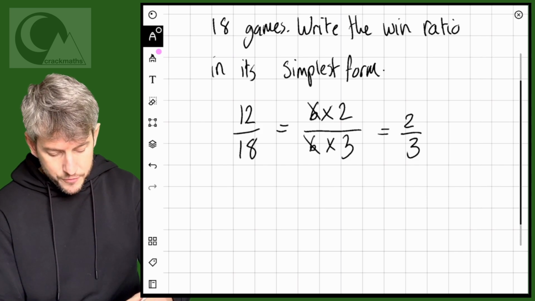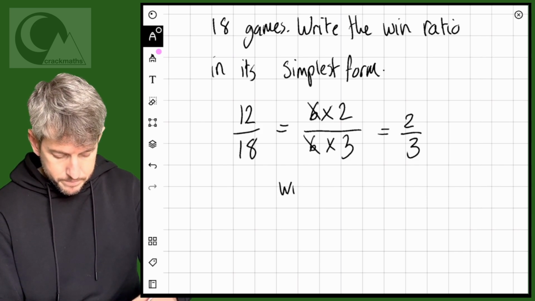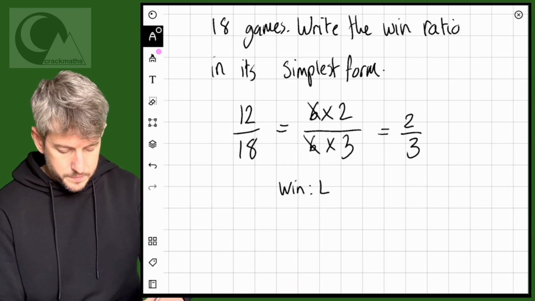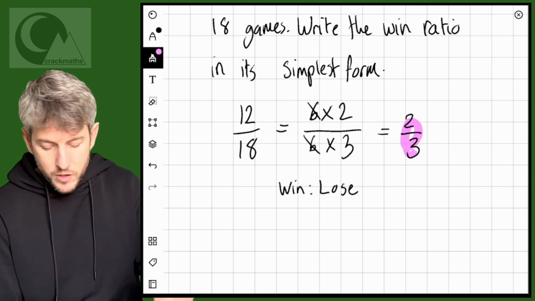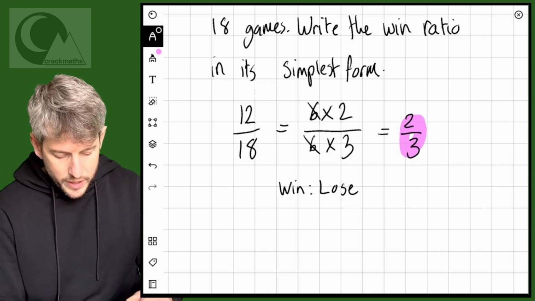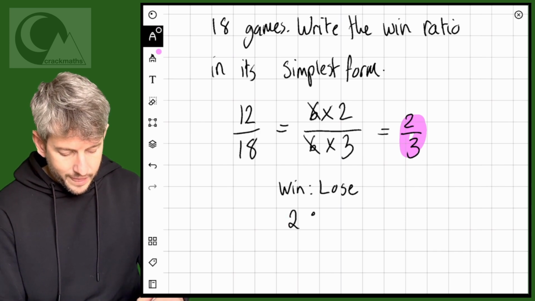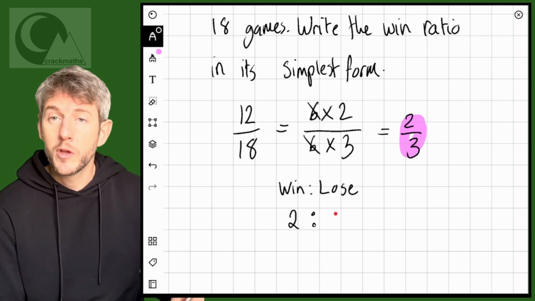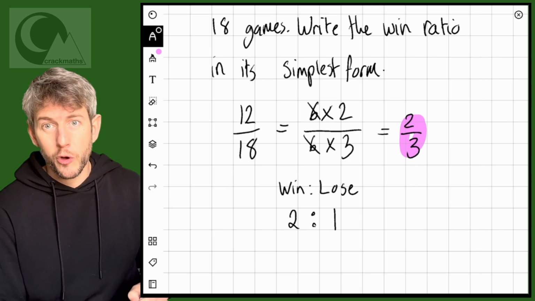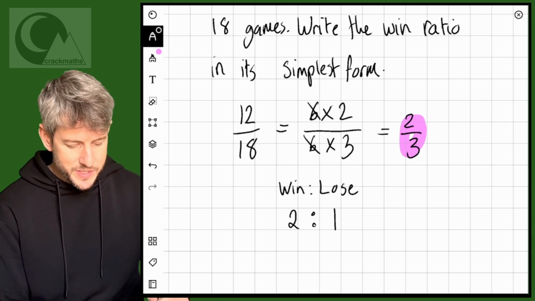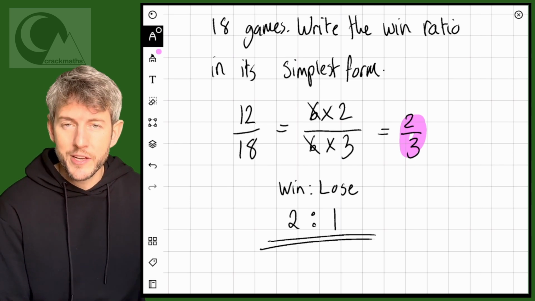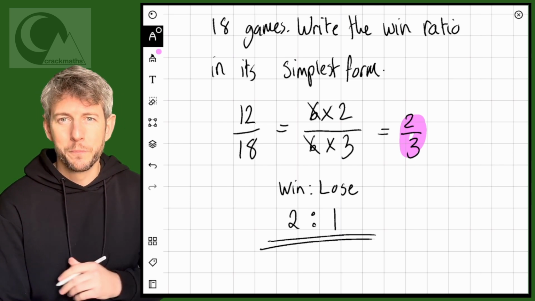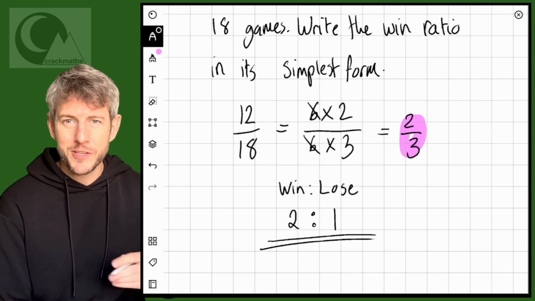So what I now need to do, they want me to write the win ratio in its simplest form. So if I've got win to lose, and I know that they've won 2 out of 3 games, what I can say here is that the win is 2 and the lose is 1, because that means that they have won 2 out of the 3 games. So here we go. That is the win to lose ratio in its simplest form. Okay, let's try another question.